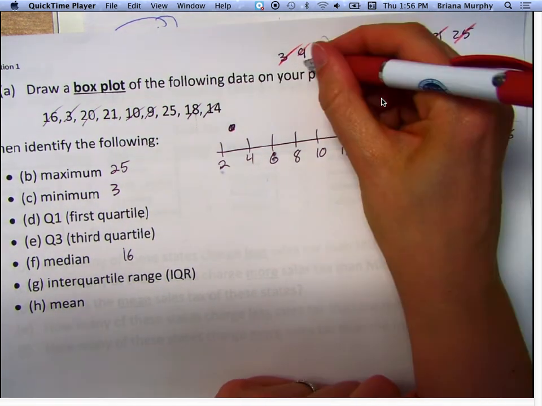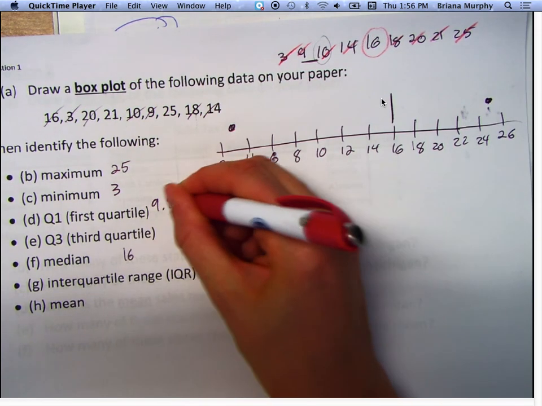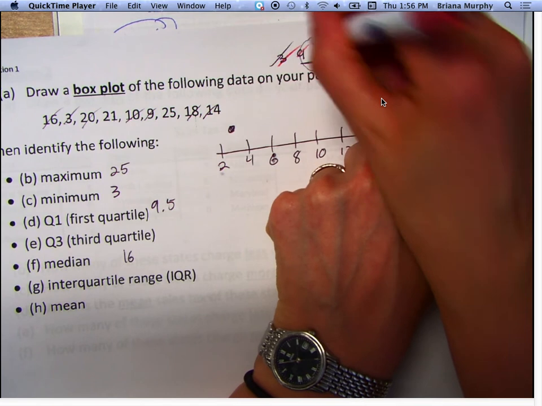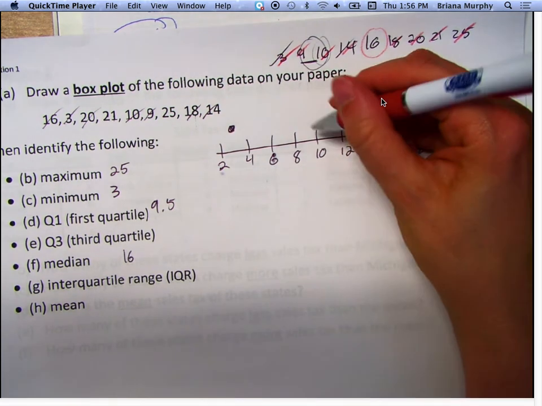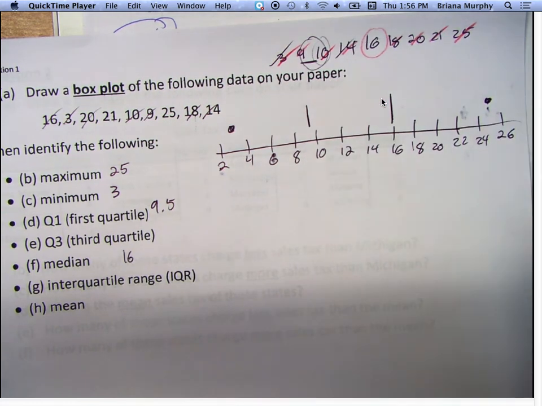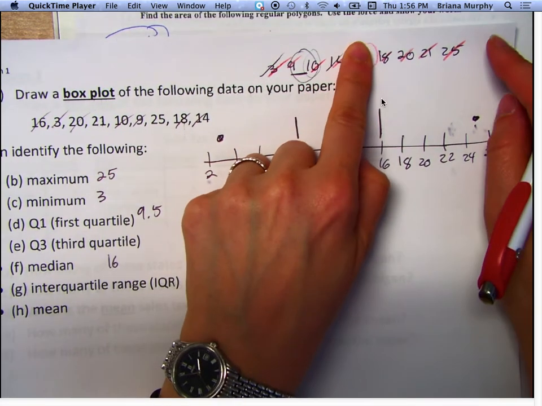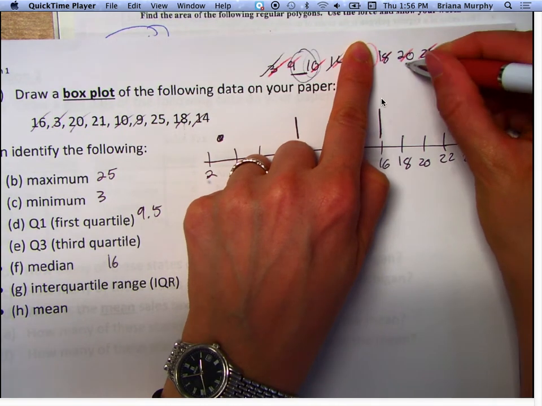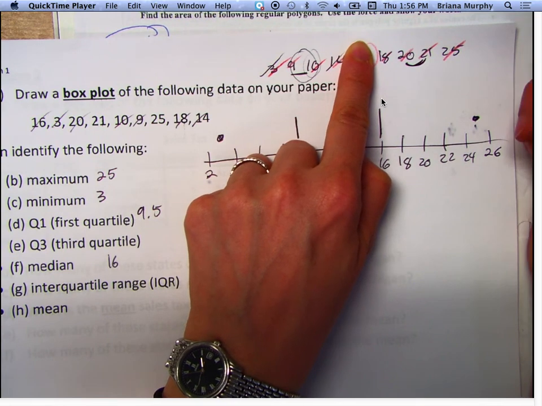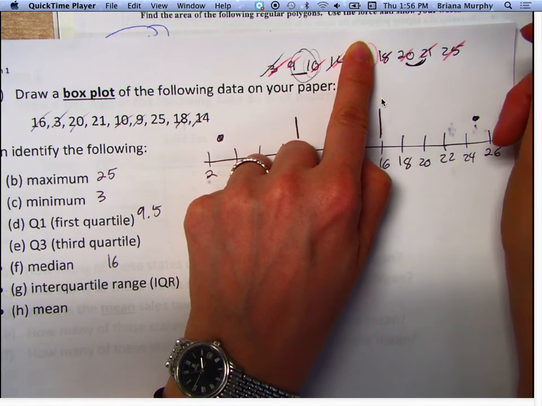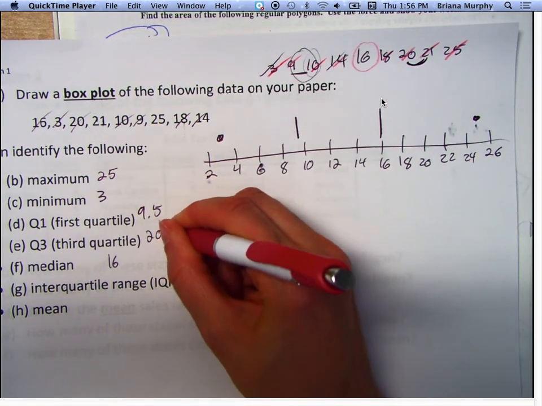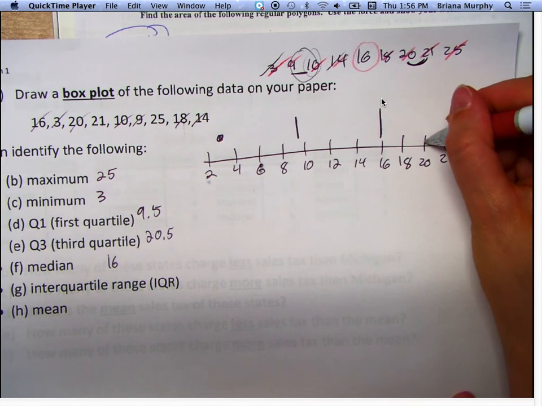I get 9.5, because you can't use the median. So it's 1, 2, and it has to be between those two: 9.5. For my third quartile, I look at these four spots and go right in between here. Instead of adding them up and then dividing, you just go in the middle. It's the same thing, right? Well, is it? Yeah. Between 20 and 21 is 20.5. Okay, so I've got 20.5.